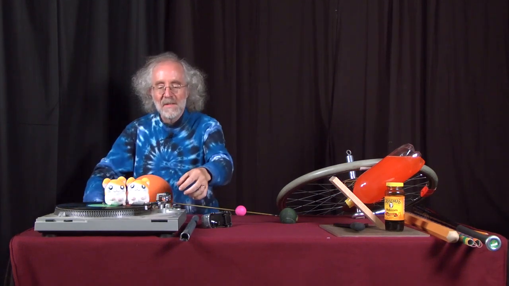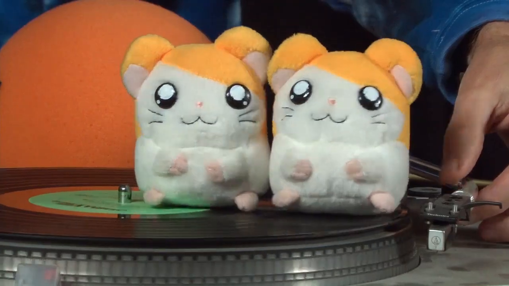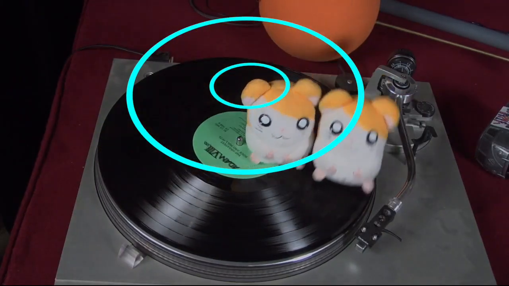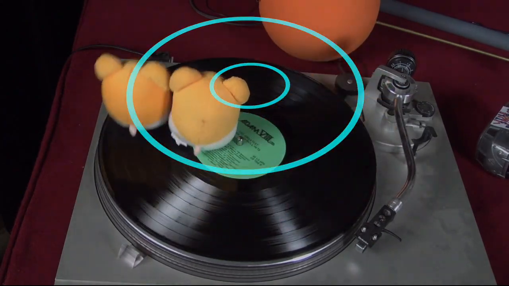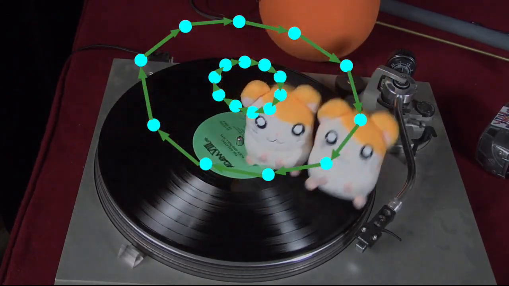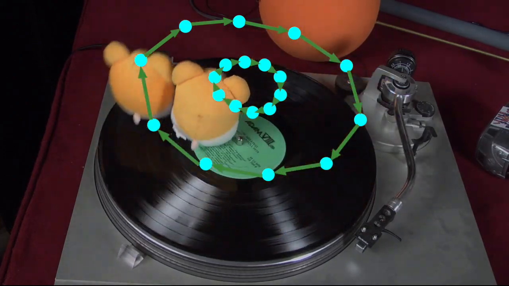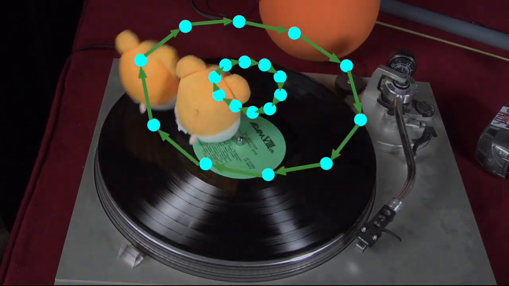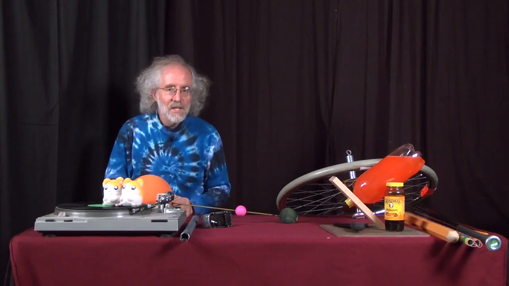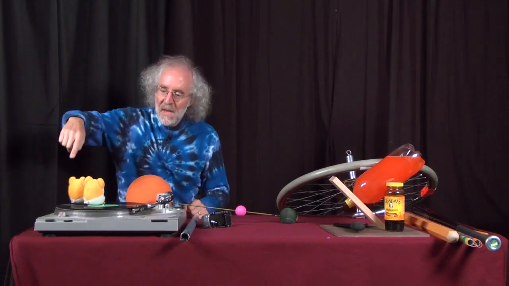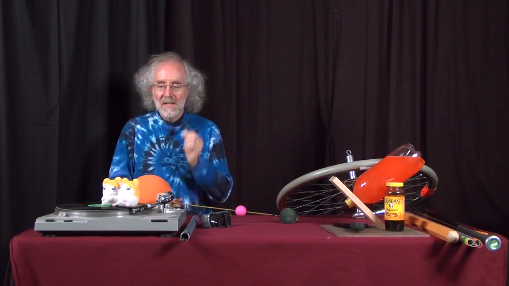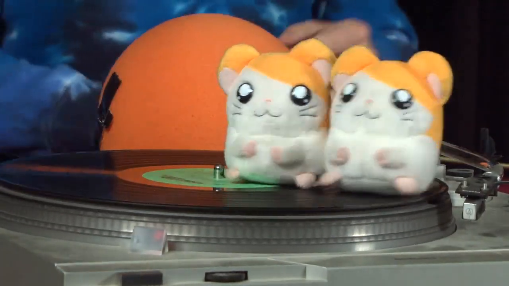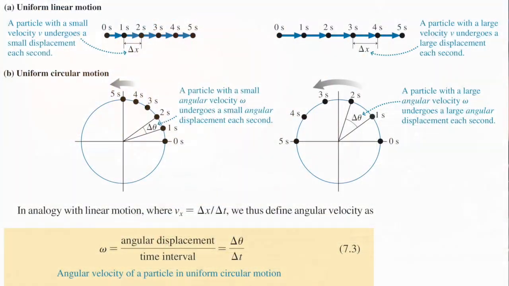So here we have a couple of little stuffed animals I put on the turntable. And if I let the turntable go around, the one on the outside is going in a bigger circle. The one on the inside is going in a smaller circle. They each go around the circle once every 2 seconds, but the one on the inside is going in a small circle, the one on the outside is going in a big circle. The one on the inside is going slow, the one on the outside is going fast. And we need to have some way to describe the fact that they each make one circle every 2 seconds, but the one on the outside goes faster. And we need to introduce another kind of velocity, and the kind of velocity we'll introduce is so-called angular velocity.